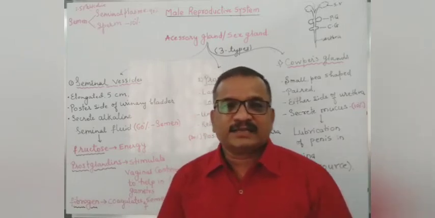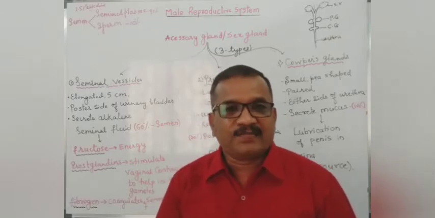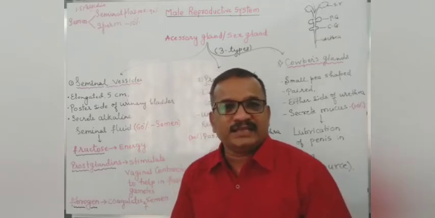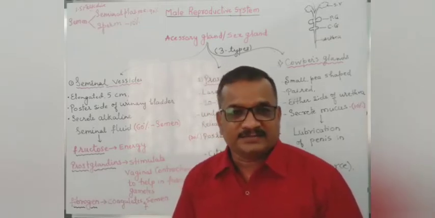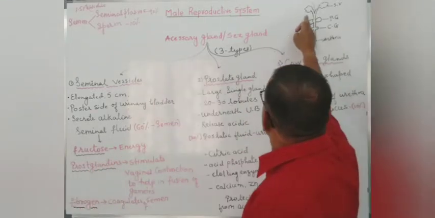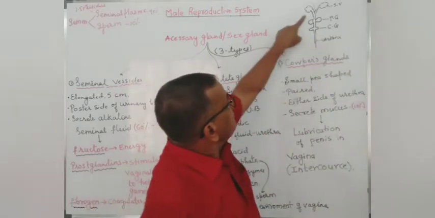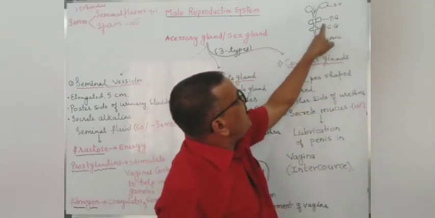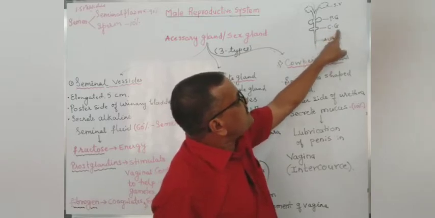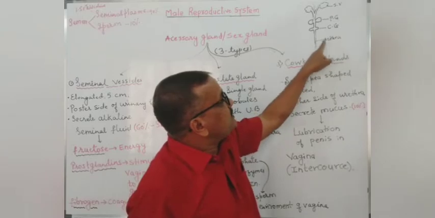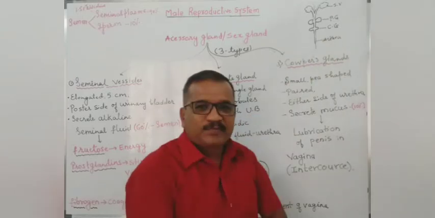As we know, there are three types of glands in the male reproductive organs. Number one is seminal vesicles. Number two is prostate gland. Number three is Cowper's gland. One by one we are going to see those glands. In this figure you will see the three glands. Number one is seminal vesicles. Below this is the prostate gland, and below that is Cowper's gland. And here the urethra is present, which is followed by the penis.